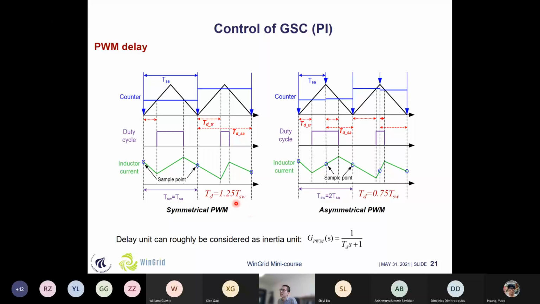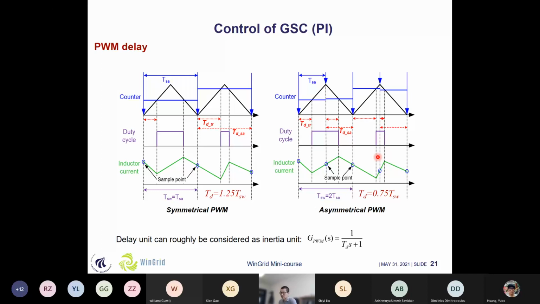And here we can see that in this case, the delay will become 1.25 of the switching period, because this delay actually consists of two parts. The first part is the sampling delay, which is one switching period. And the second part is this PWM delay. Here you can see that the minimum will become 0 and the maximum will become half of the switching period. So here we take an average, and a quarter of the switching period will contribute to the PWM delay. If we add these two items together, the delay for the PWM will become 1.25 switching periods.